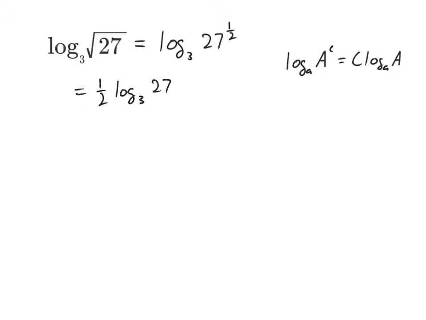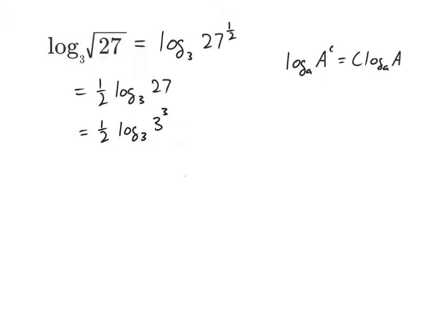Now, 27 I know is going to be, since it's base 3, I have a base 3 here. This should be base 3 as well in order for me to get rid of it. So you can go 1/2, and then it's going to be log base 3 of 3 cubed, which is 27.